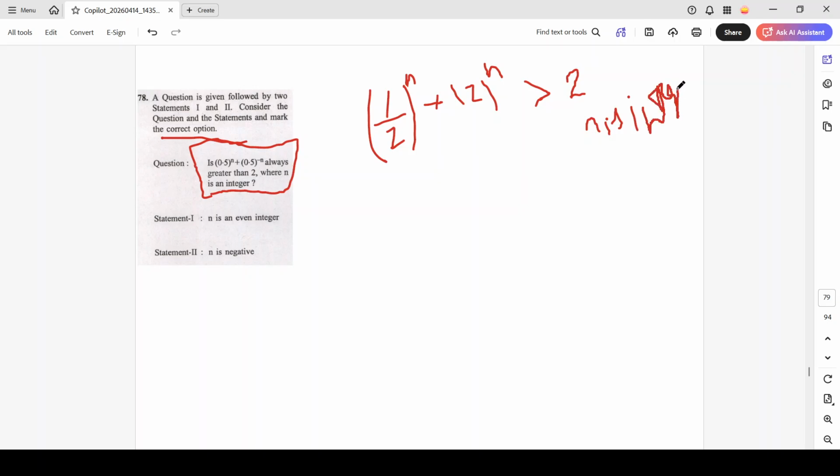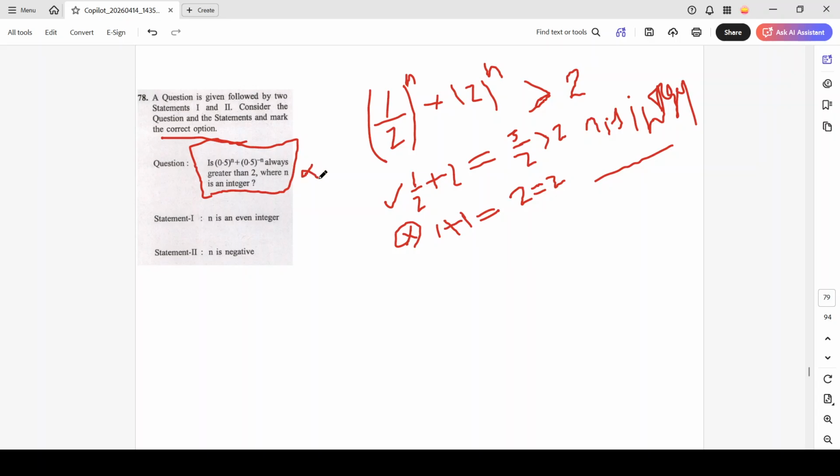So in this case, what can I take? Suppose if I take it as 1. What will it become? 1 by 2 plus 2. What will become? 5 by 2. This is greater than 2. Okay. But if I take n as 0 because n is an integer, then 1 plus 1 is equal to 2. 2 equal to 2. This is not greater than 2. That means in this case we are getting an answer, in this case we are not getting an answer. That means the statement is ambiguous, so this statement alone cannot answer this question.